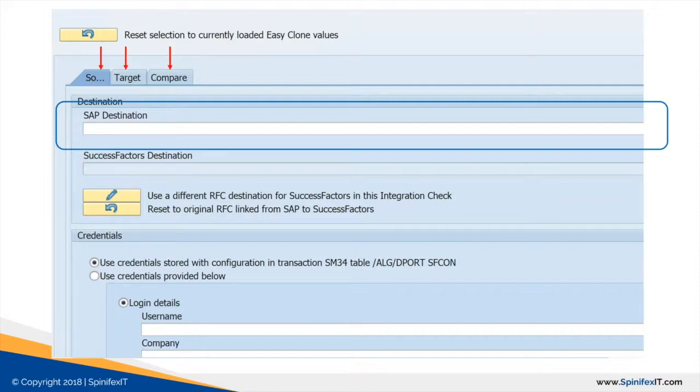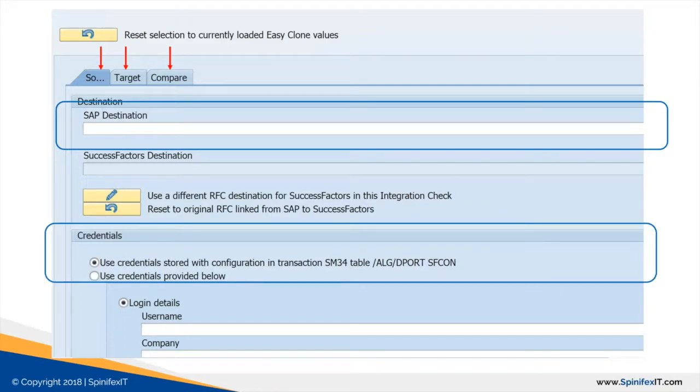Then once you do that, the field right below, so that's right here, is going to populate automatically based on those selections and based on the SM34 configuration that you already have in your system. Now there's also an area at the bottom where you can indicate if you want to use the SuccessFactors credentials that are stored in SM34, or you can come in here and supply different ones. So this is all part of setting up this error checking and making the connections you need to make in order to do this.